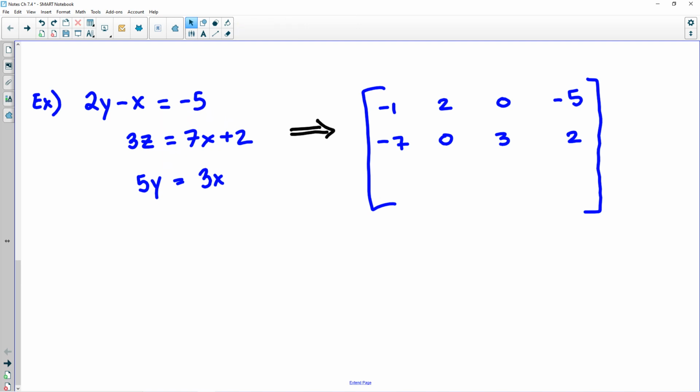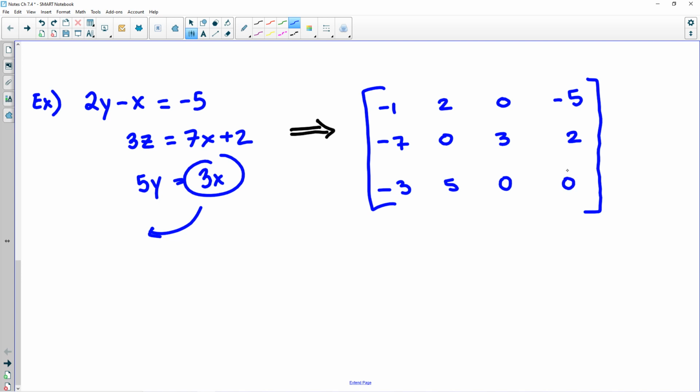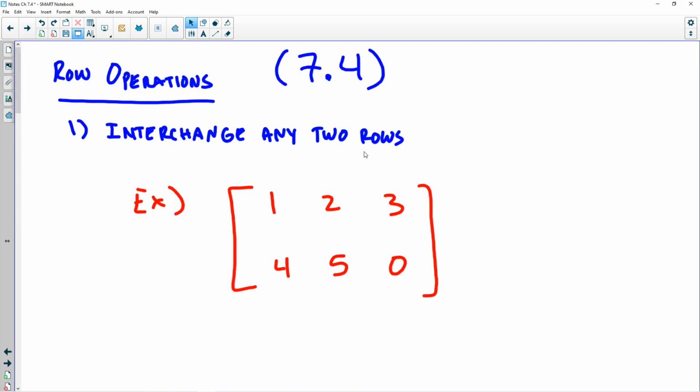And then the last one, again, the x is on the wrong side. We've got to move it over. That'll be x, when we move it over, it would be -3. The y would be 5, and the z would be 0 because there's no z. And then once we move the 3x over, there is no answer. So there's going to be a 0 for your augmented matrix. Okay. So that's the augmented matrix.